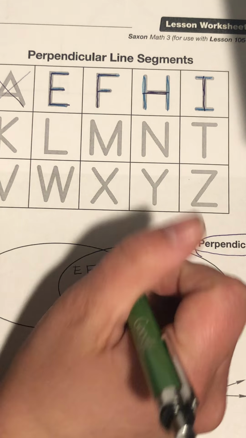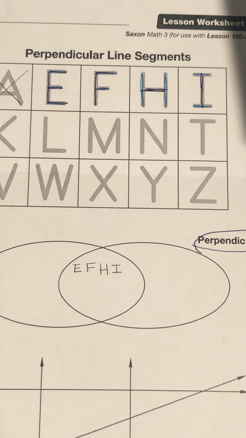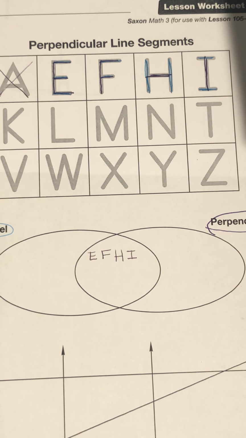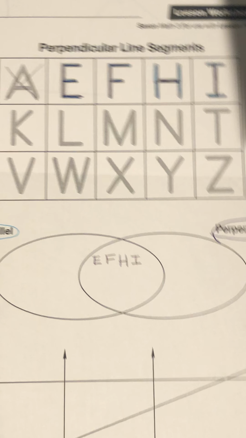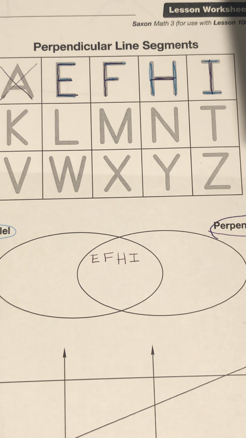I promise our Venn diagram is not just going to be in the middle. But that's really how it's been looking so far. All right, let's move to K. Do we have any parallel lines? No, we do not have any parallel lines here. Do we have any perpendicular lines?